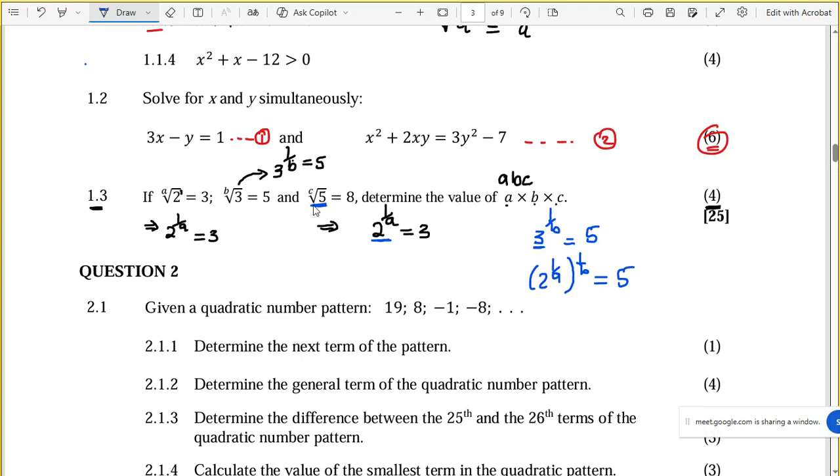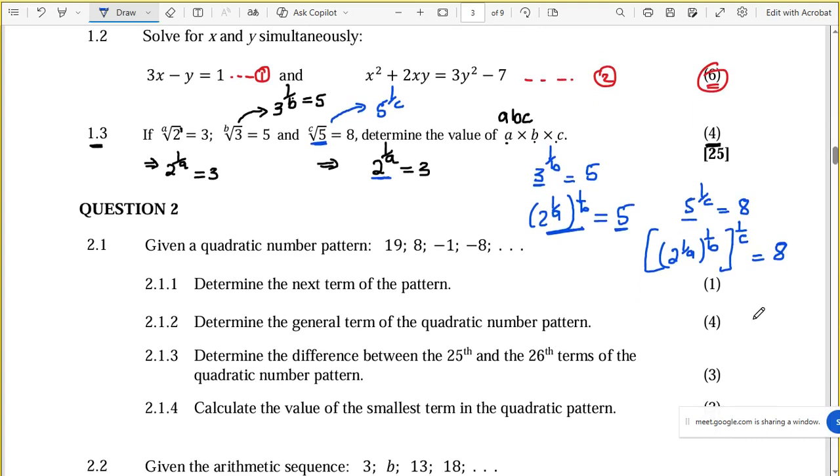But now look at this one. This one will be 5 to the power 1 over C. So I'm just going to write it down and say this is 5 to the power 1 over C. They say it's equal to 8. But we know what 5 is. 5 is equal to that term. So where there's 5, I'm going to put 2 to the power 1 over A, everything to the power 1 over B, then everything to the power 1 over C. So where there's 5, I just substitute that term, and this is equal to 8.